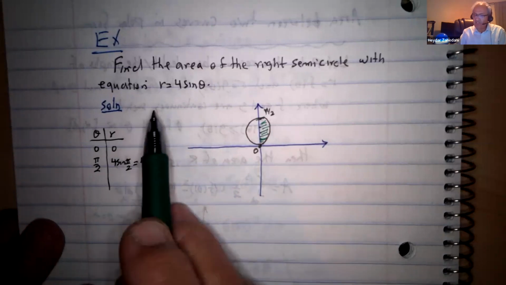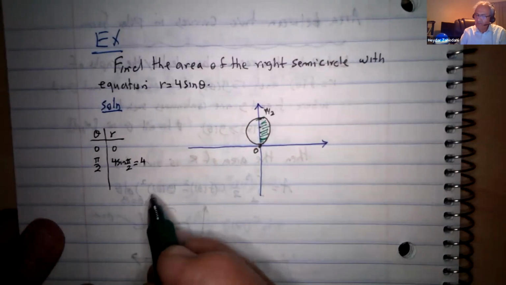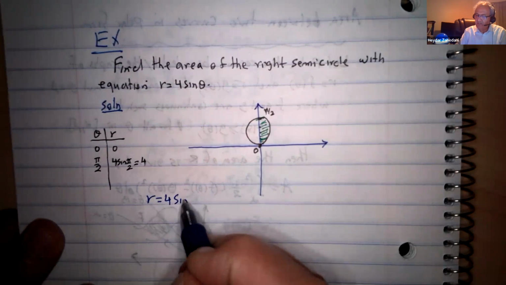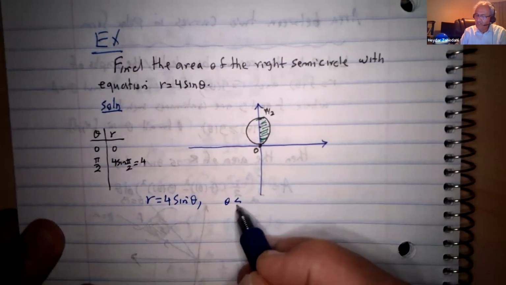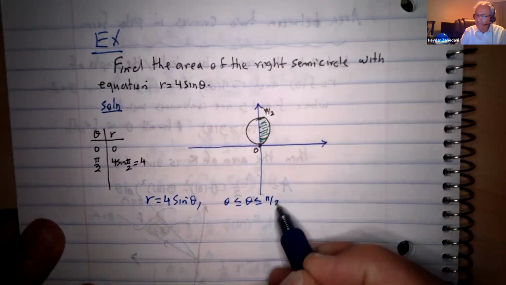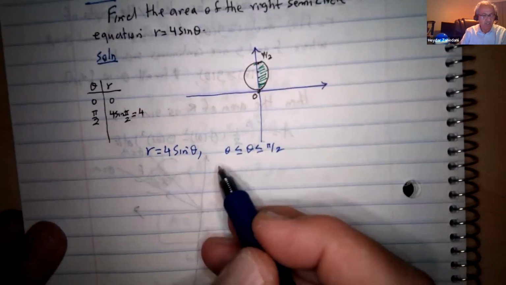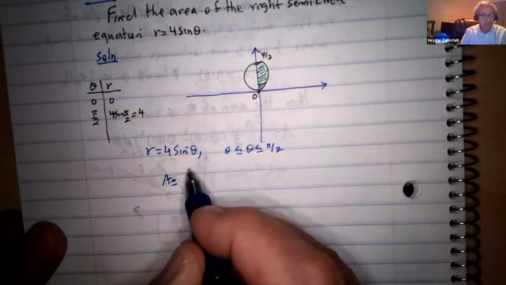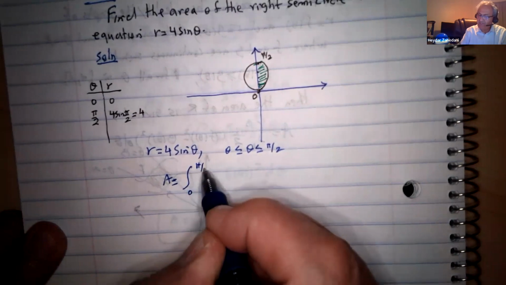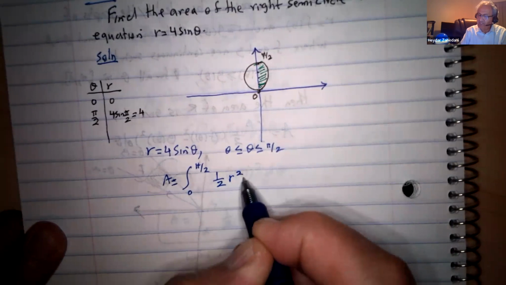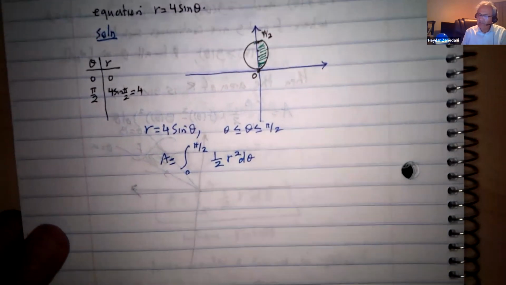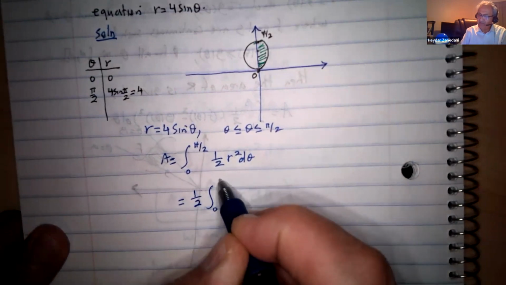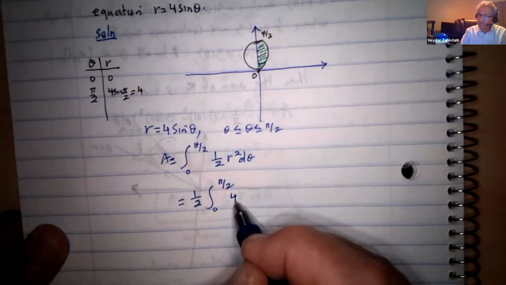Okay, so the function that you want to integrate is r equal to 4 sine of theta, and your theta would be between 0 and pi half. Okay, and you know the formula for the area. So the area is going to be the integral from 0 to pi half of 1/2 of r squared d theta, or f of theta, it doesn't matter. You substitute, you can pull out the 1/2. R is 4 sine, it's going to be 4 sine squared.